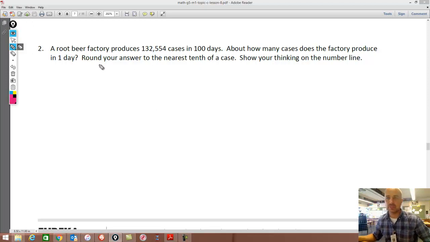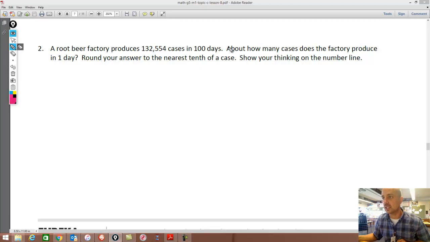Read the problem. That's the first thing you do. A root beer factory produces 132,554 cases in 100 days. Think about that. Just visualize that. Can you see that many cases of root beer in 100 days? That's a lot of root beer. About how many cases does the factory produce in just one day?